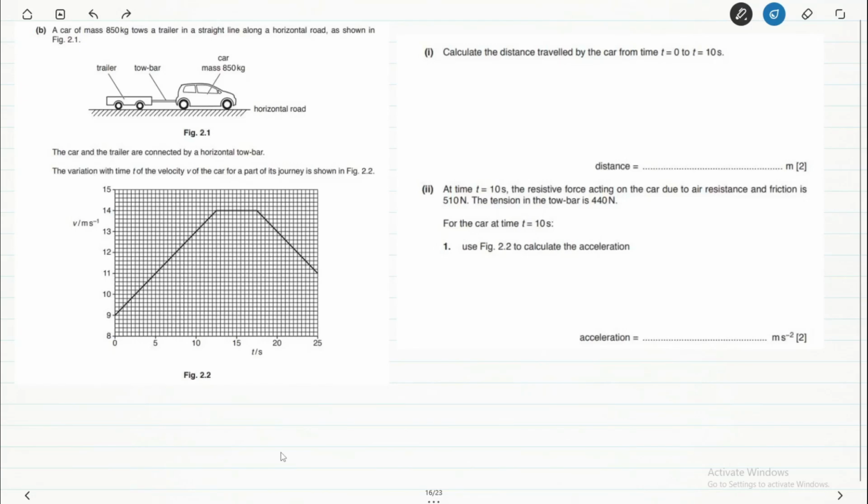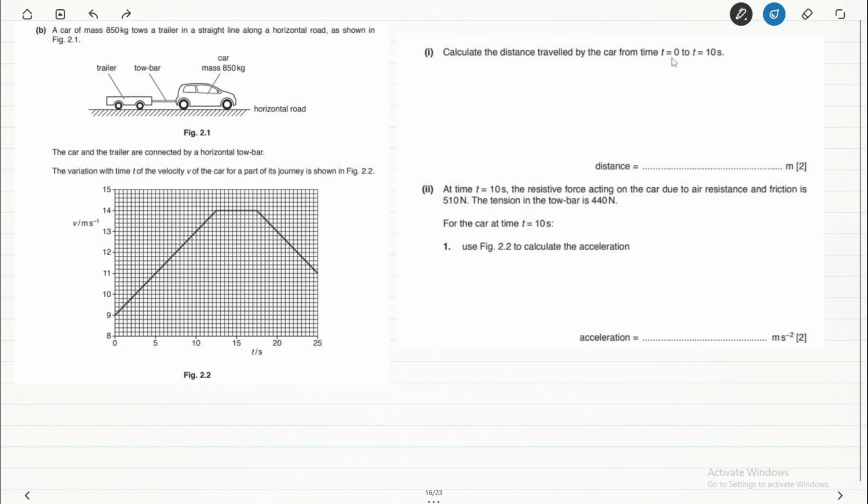Okay, so now on to our P2 practice of kinematics. The first question says that a car of mass 850 kg tows a trailer in a straight line along a horizontal road as shown in figure 2.1. The car and the trailer are connected by a horizontal tow bar. The variation with time t and velocity v of the car is shown, right?